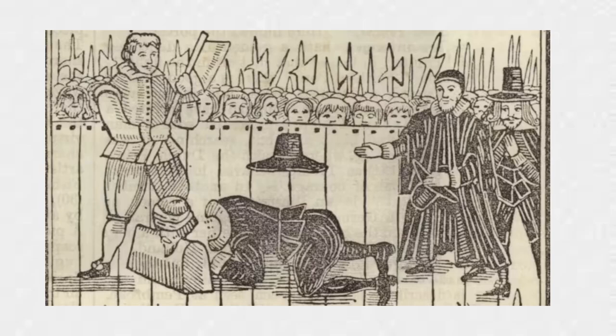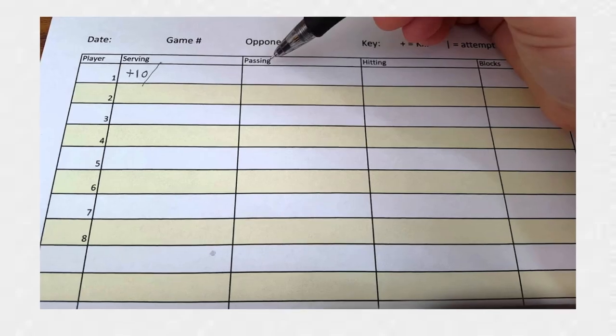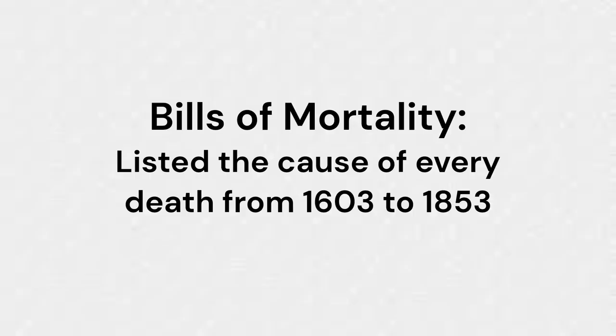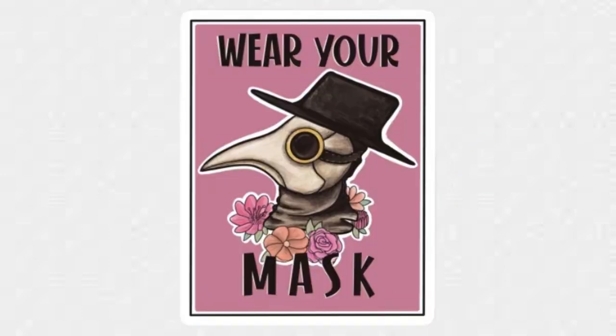These Bills of Mortality were weekly stat sheets that listed the number and manner of death for every death in the city of London between 1603 and 1853. Basically a statistician's wet dream, these were documents designed to warn Londoners about dangers in their community so they could practice adequate precautions.